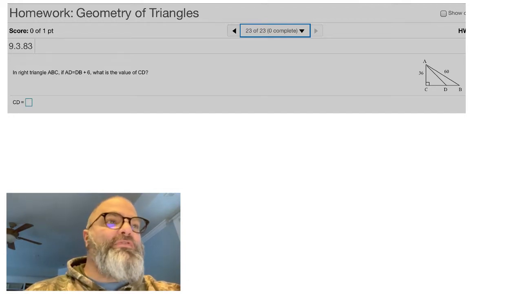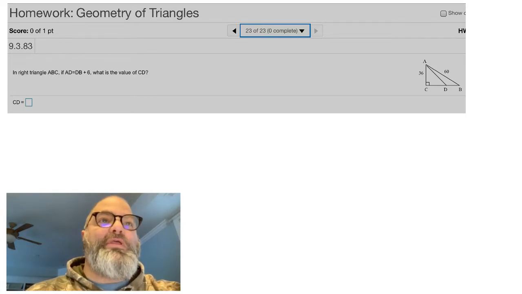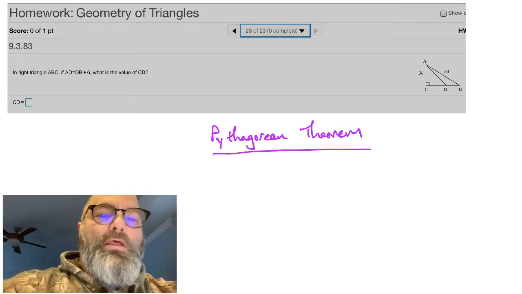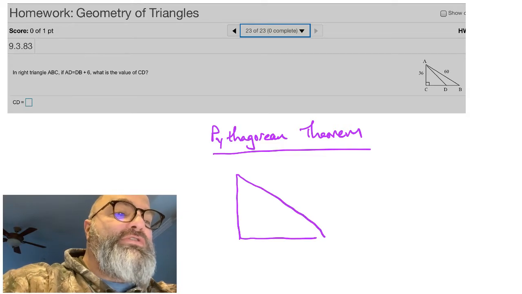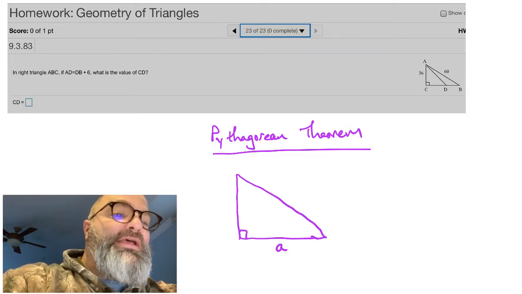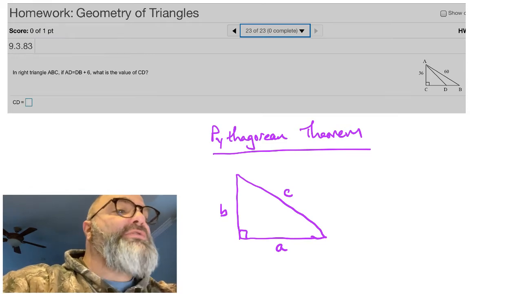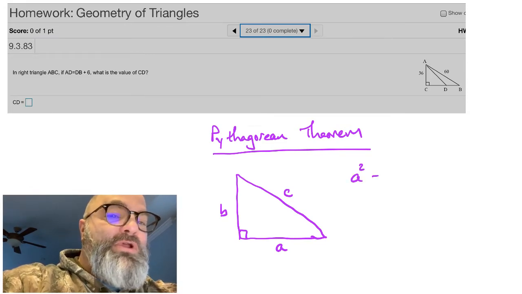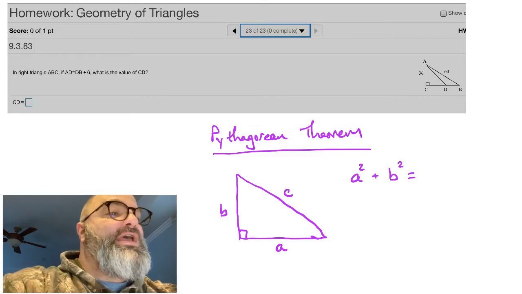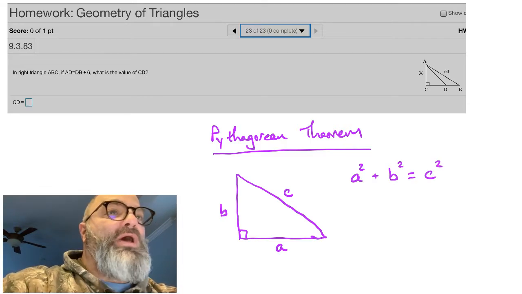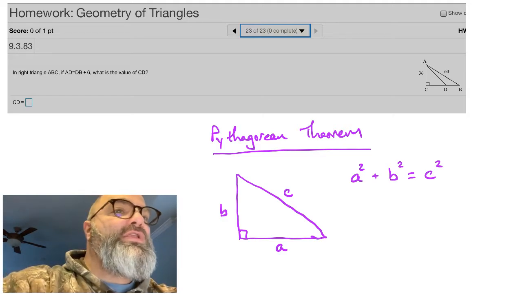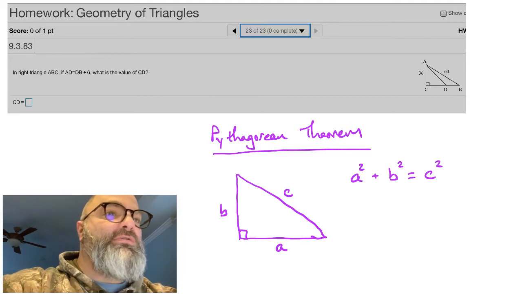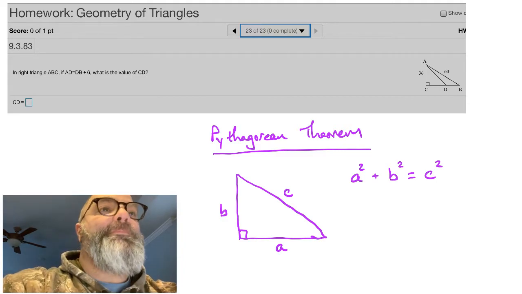The first point to start with is to recall what the Pythagorean theorem says. When we have a right triangle, and the legs are labeled A and B and the hypotenuse is C, there is an algebraic relationship between the sides, given by A squared plus B squared is equal to C squared. We can use that for both of the triangles in our diagram.